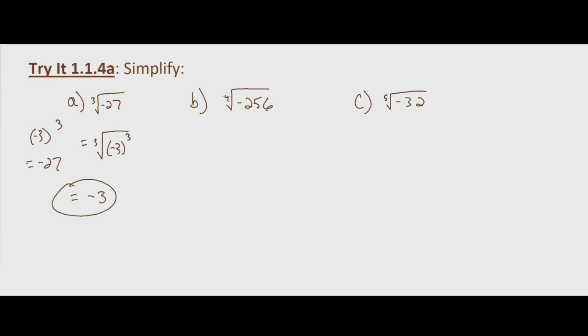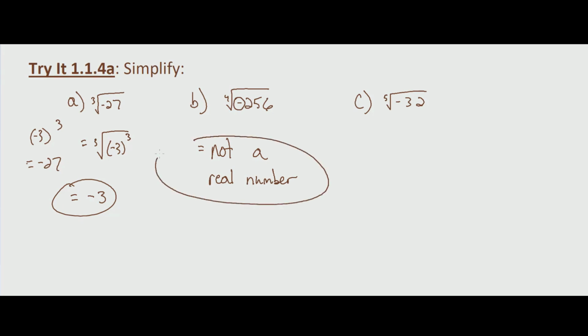Now with part B, we have an even index, and there's this negative value here. There is no number multiplied by itself an even number of times that is going to equal a negative number, because a positive times a positive is a positive, and a negative times a negative is a positive as well. So this is just like the square root, even index, negative value under the radical. This is not a real number. And again, that's because it's an even index and a negative value underneath the radical. That's not possible in the real number system.